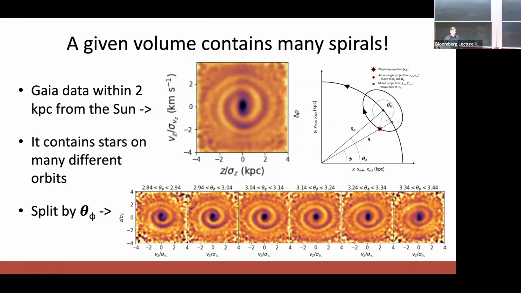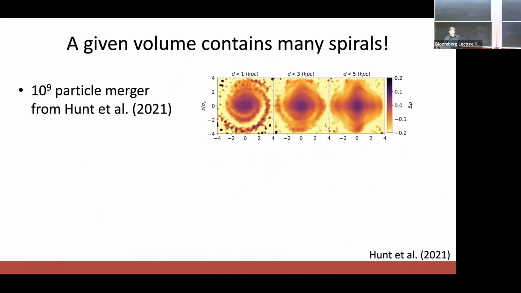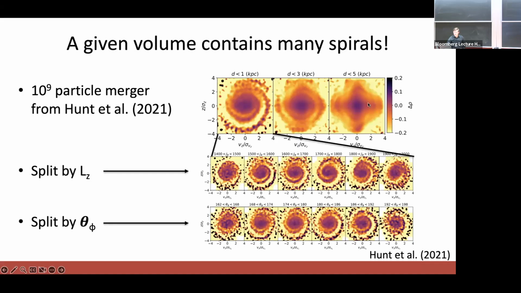dimension that you can split by, and you can do them in the simulation as illustrations. So we're going back to my main big self-consistent merger simulation. Within 1 kiloparsec, you get your clean phase spiral. If you go to further distances, it all blurs together more. But even within 1 kiloparsec, you can split it by angular momenta and azimuthal phase angle and get out spirals of different morphology. However, now we are starting to run into the particle noise from the simulation. Even 1 billion particles is still not enough.